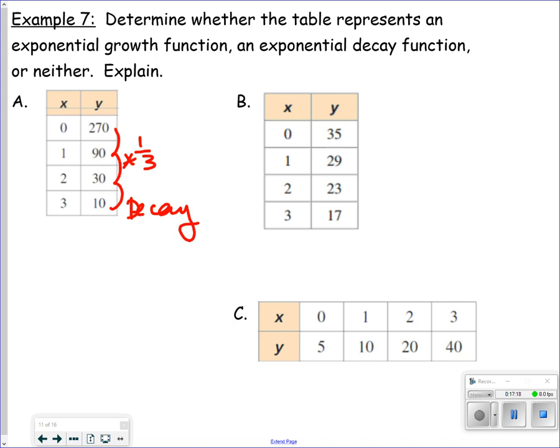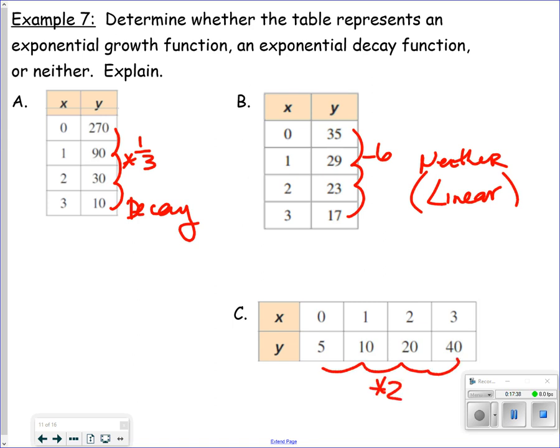Now, this next one is subtracting 6 each time. So that's not exponential growth, that's not exponential decay, that's arithmetic. Okay, that's a linear situation. So this is what we would refer to as neither. And if you actually wrote linear, that's probably the best way to describe that. And the last one here is multiplying times 2. So that would be exponential growth because you're multiplying by a value that's greater than 1.